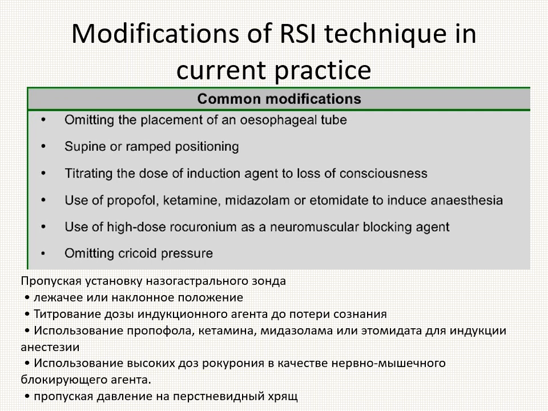Modification of RSI technique in current practice. Common modifications: omitting the placement of an esophageal tube, supine or ramp position, titrating the dose of induction agent to loss of consciousness, use of propofol, ketamine, midazolam, or etomidate to induce anesthesia, use of high-dose rocuronium as a neuromuscular blocking agent, omitting cricoid pressure.